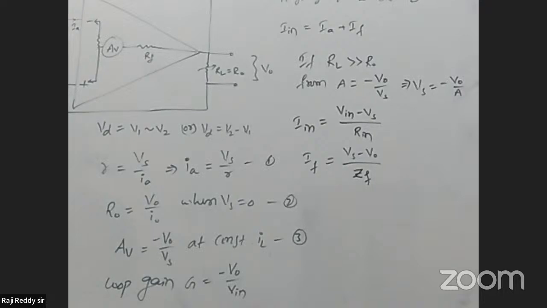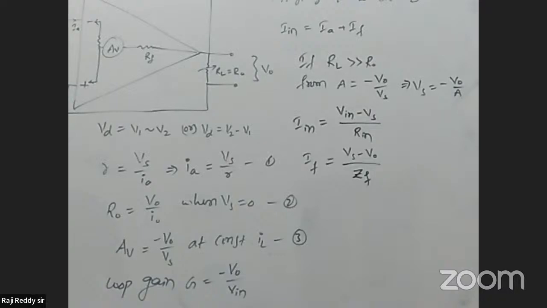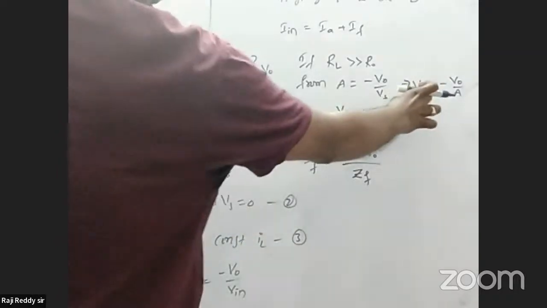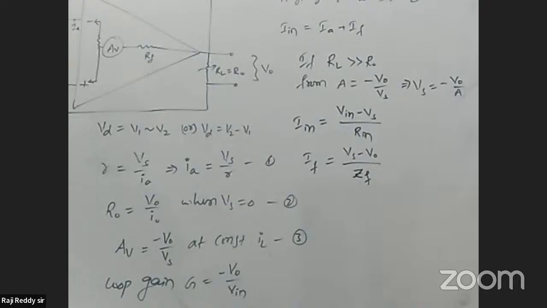We take impedance because it is a combination of two components opposing the current, a minimum of two components. That is called impedance, a terminology introduced in AC, alternating current. Now we know Vs value, I in value, IF value. These values are substituted: I in is equal to V in minus Vs. The Vs value can be substituted here, eliminating Vs and expressing in terms of V naught and V in.